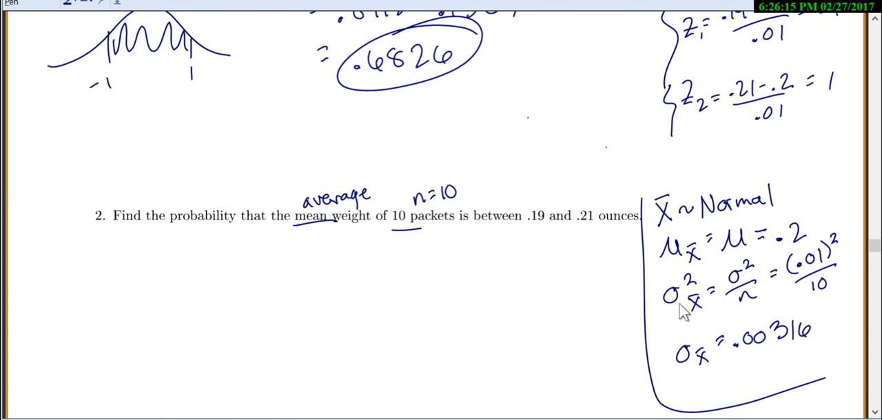You want to know what the mean is and what the variance and the standard deviation are. Mostly standard deviation. Once you've done this, though, it all ends up being exactly the same. So now we're looking for the probability that our average is between those numbers. So 0.19 is less than or equal to x bar less than or equal to 0.21.